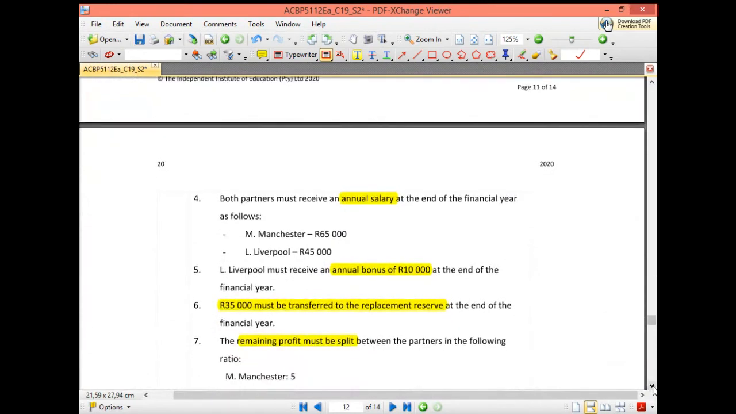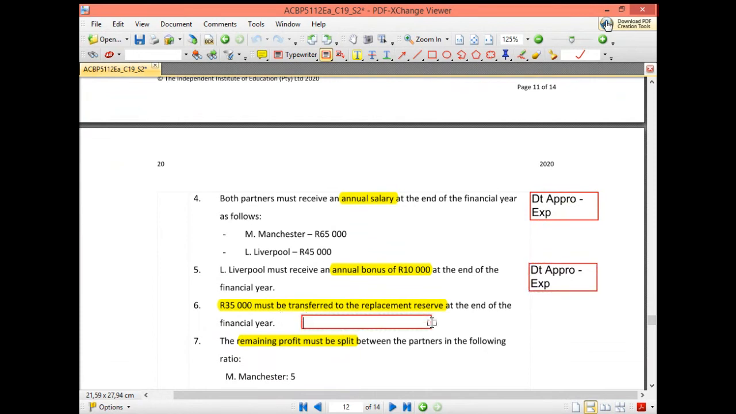Then let's continue. Both partners must receive an annual salary. So that would be an expense for the partnership. So we would debit our appropriation account because it is an expense. Okay, and the annual bonus exactly the same. So the bonuses to our partners is also an expense to our partnership. And then they tell you 35,000 must be transferred to your replacement reserve.